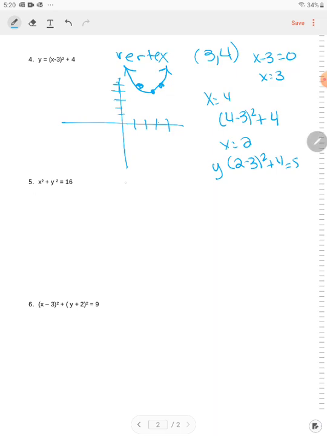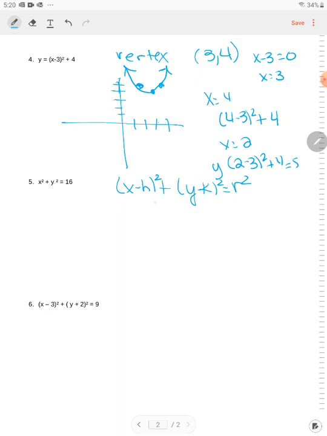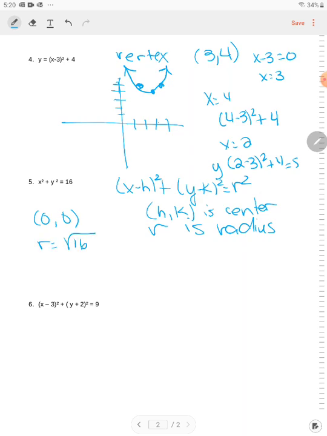Here, when you have x squared and y squared, so if you have (x minus h) squared plus (y minus k) squared equals r squared, this is the standard form for a circle. (h, k) is the center. That point gives you the center. r is the radius. So on number 5, our center is (0, 0). And r squared is 16. So r is the square root of that number there.